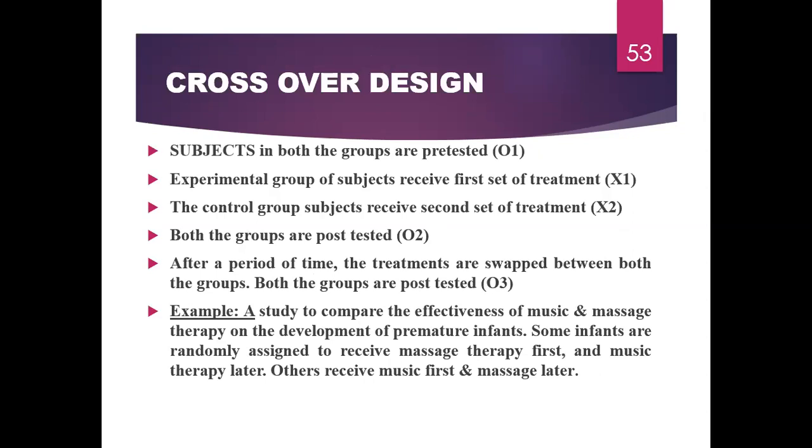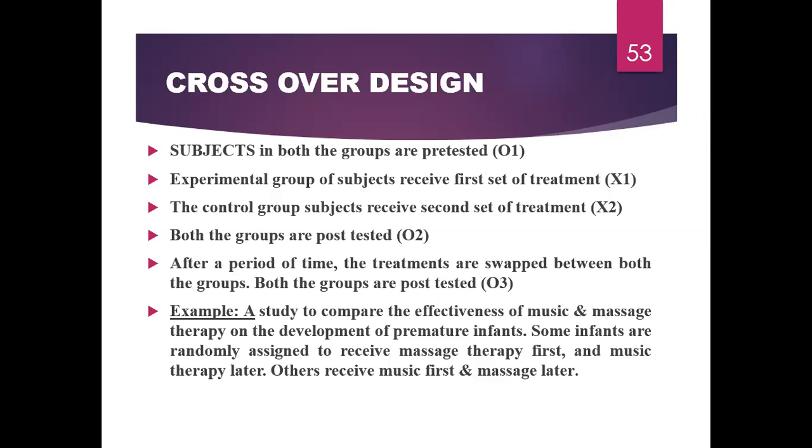Subjects in both the groups are pre-tested. Observation 1. Experimental group of subjects receive first set of treatment, that is X1. The control group subject receive second set of treatment, X2. Both the groups are post-tested, that is the observation number 2. O1 is pre-test, O2 is post-test. After a period of time, the treatments are swapped between both the groups. Both the groups are given post-test, that is observation number 3.